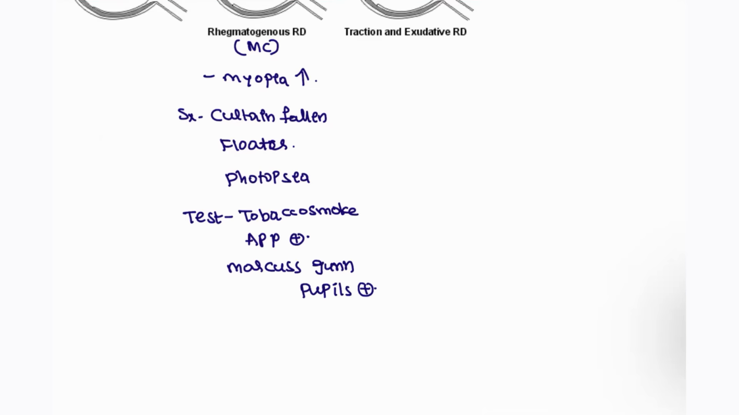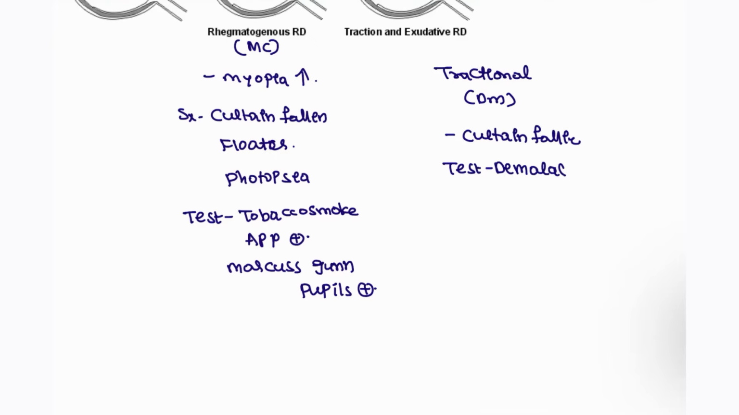Next, coming to the tractional type. Tractional is most commonly due to diabetes mellitus, and the patient will have the same curtain-falling symptoms. But on the test, you are going to see demarcation lines. There will be demarcation lines in the retina.